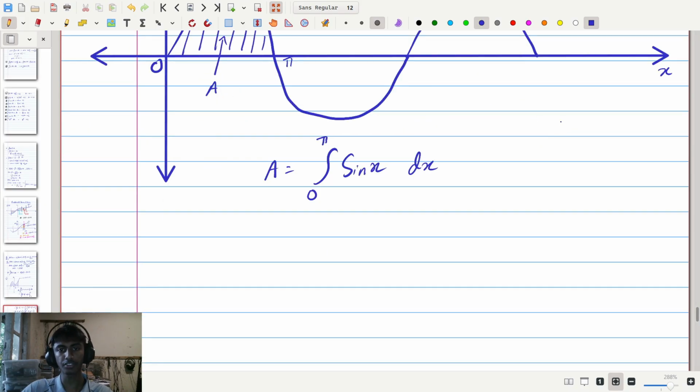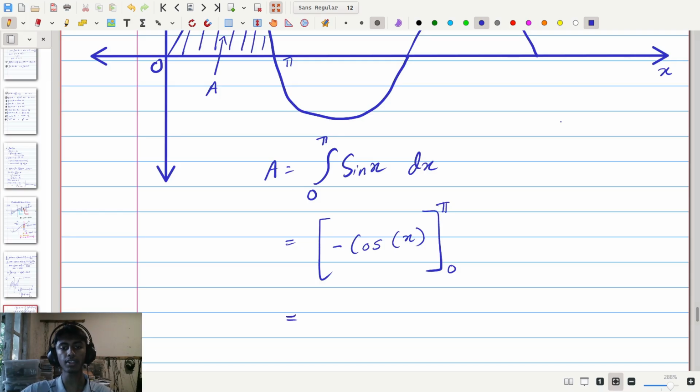Now then, this thing's quite simple. All we have to do is evaluate sine of x's integral, which we know to be negative cosine of x. So we have to find the limits of negative cosine of x from 0 up to pi. Basically, we need to substitute pi into this equation, then we need to substitute 0 and subtract the 2.